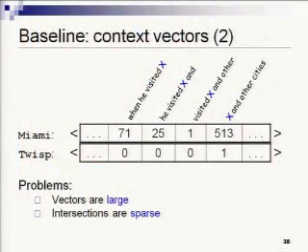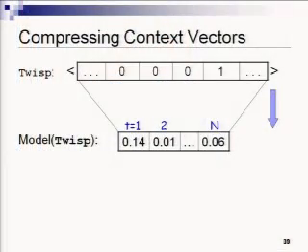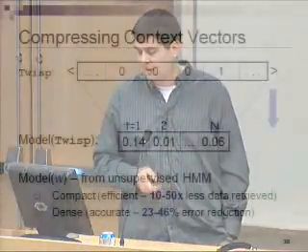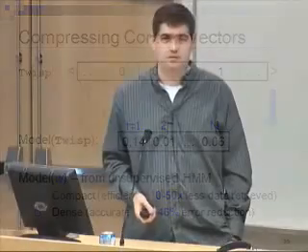That has some problems in the fact that these vectors are really large and the intersections are sparse, which makes it both inefficient and sometimes inaccurate because of the sparse comparisons. And so the language modeling technique I used was to build an unsupervised hidden Markov model and effectively compress these context vectors into small distributions. In this case, we compressed each word's distributional information into a 20-dimensional vector of floating point numbers and did comparisons with that. And that resulted in much more efficient computation, more than an order of magnitude, and also improved accuracy quite a bit.